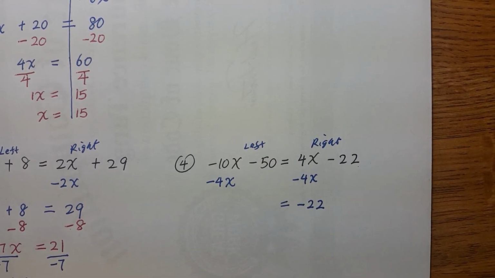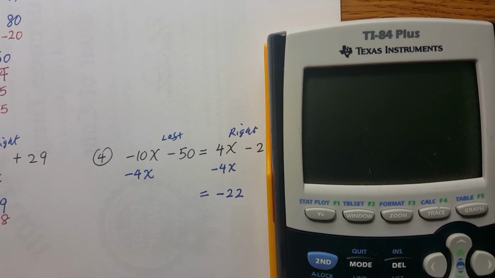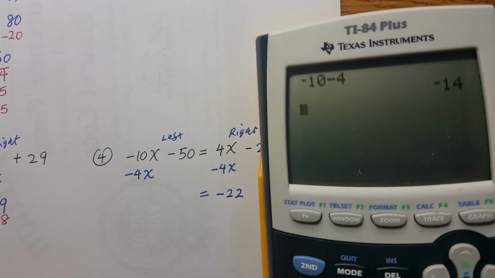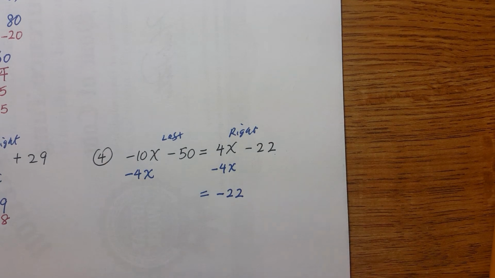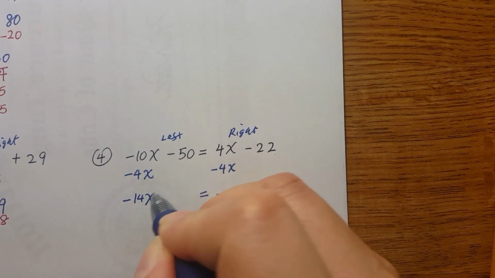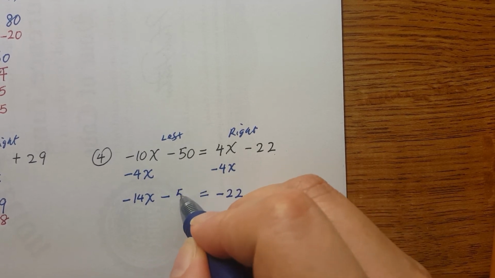So on the left side, we had negative 10x minus 4x. So when we type in our calculator, the first one, we type in the negative symbol, negative 10. For the second symbol, we use minus. So we get negative 10 minus 4 is negative 14. So we had negative 14x. And then we just copy down the minus sign and we copy down 50.